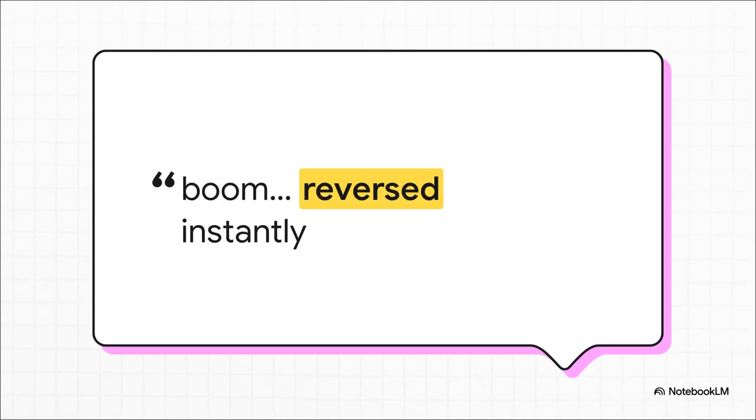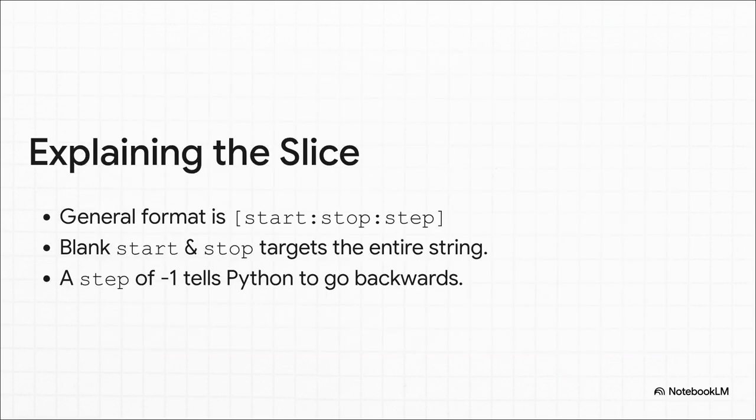And I love how our source material puts it. Boom, reversed instantly. It's that feeling of immediate power that really captures the whole philosophy of Python. Get big results with clean, simple code. So how on earth does this little magic trick work?